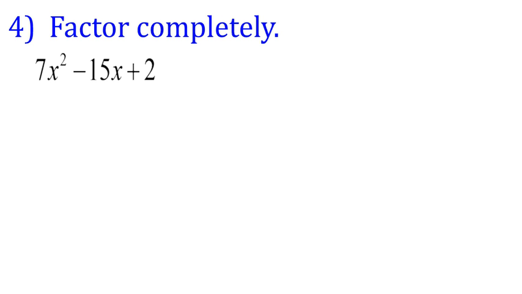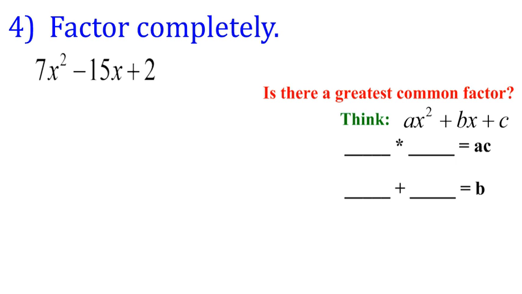We want to factor 7x squared minus 15x plus 2. Again, you look to see if they have anything in common that you can divide out. Is there a greatest common factor? In this case, there is not. So then we're going to think about that product sum. What times what gives us 14? What plus what gives us negative 15?